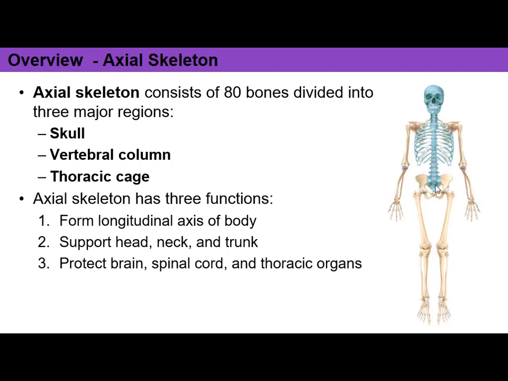The axial has three major functions. So when we think about what the center of our body is going to do, it's there because it forms the longitudinal axis. It's going to support your head, neck, and trunk, and it protects your brain, your spinal cord, and all of the organs of your thoracic region.